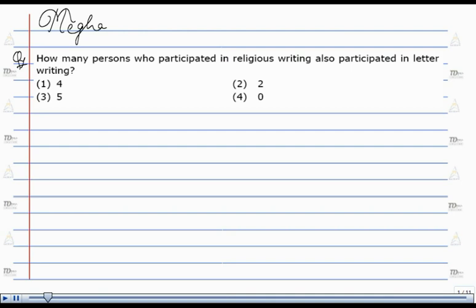Hello, I am Megha. The question is, how many persons who participated in religious writing also participated in letter writing? Now, as we have already discussed the directions for this question and had made the table more comfortable to understand and get the answers from, we can very easily depict that the answer to this question is 0. That is option number 4.